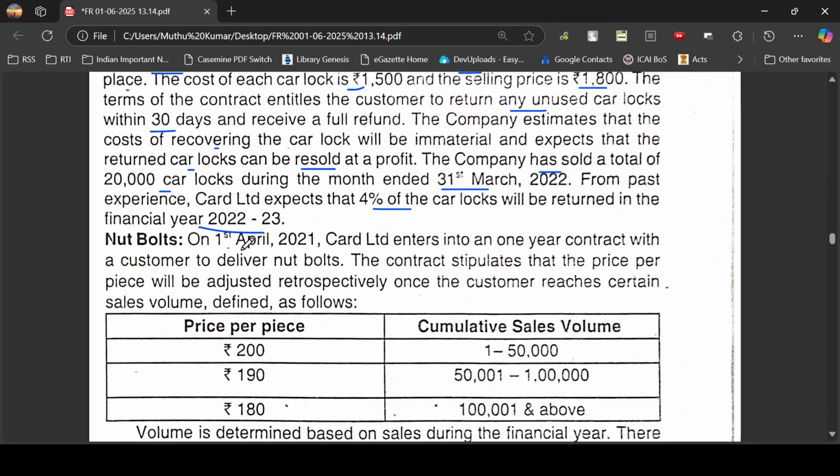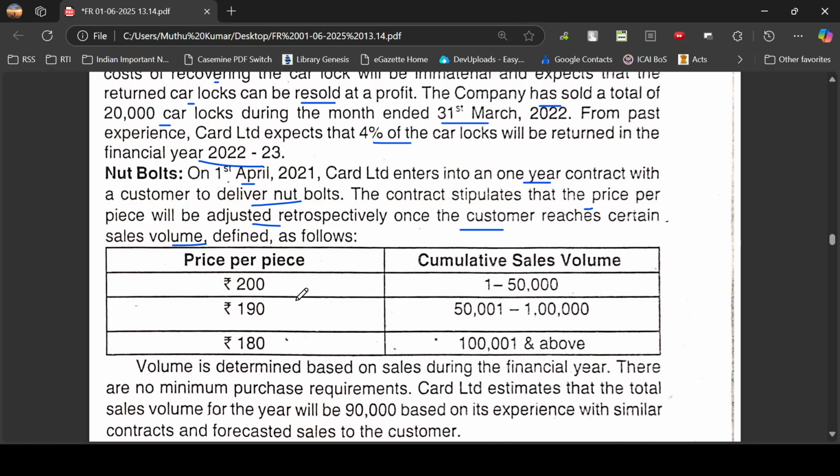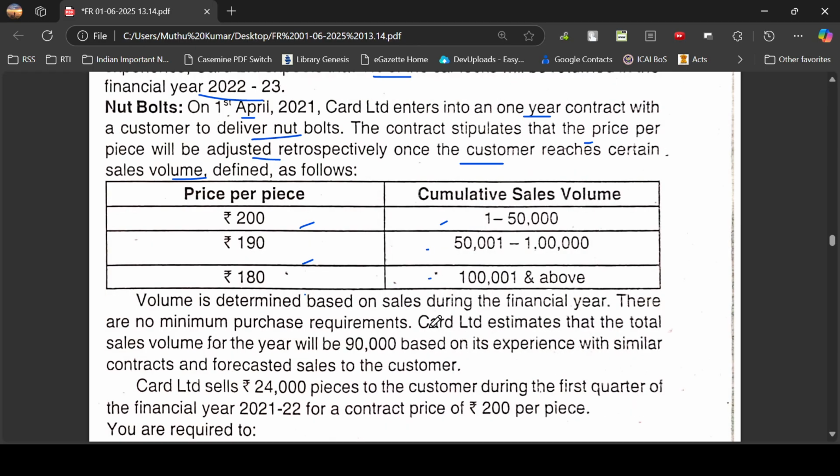Nut bolts: on 31st March, Car Limited entered into a 1 year contract with a customer to deliver nut bolts. The contract stipulates that the price per piece will be adjusted retrospectively once the customer reaches certain sales volume: 200 for 1 to 10,000, 190 for 10,000 to 1 lakh, and 180 for more than 1 lakh. Volume is determined based on the sales during the financial year. Therefore, there is no minimum purchase requirement.